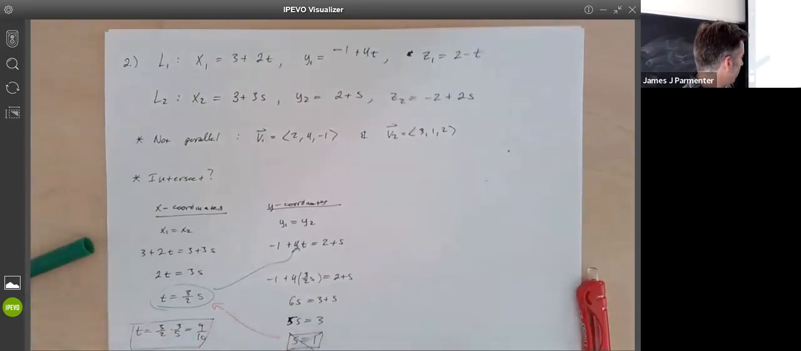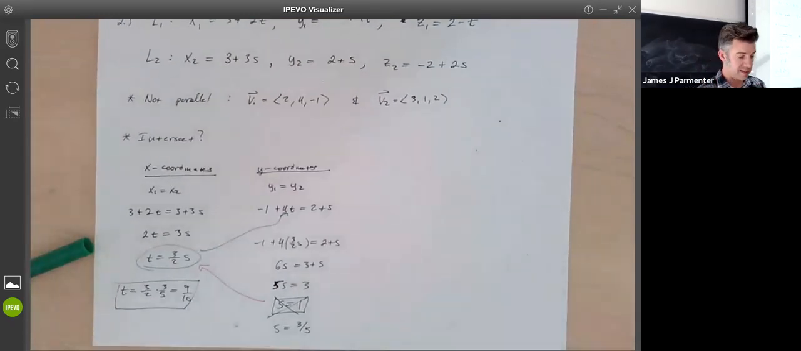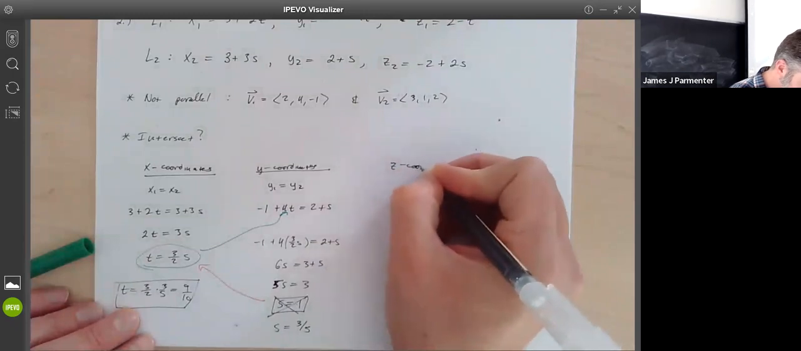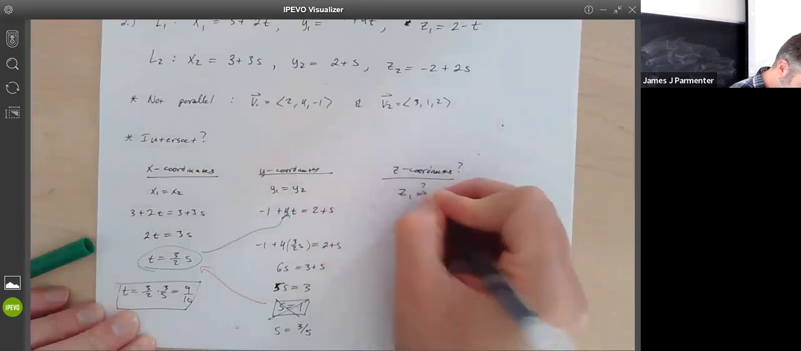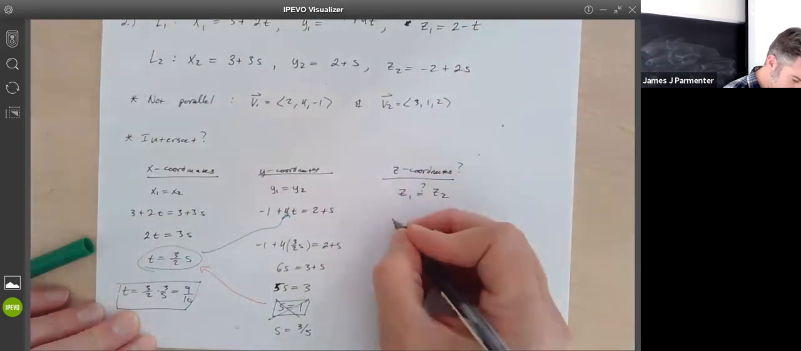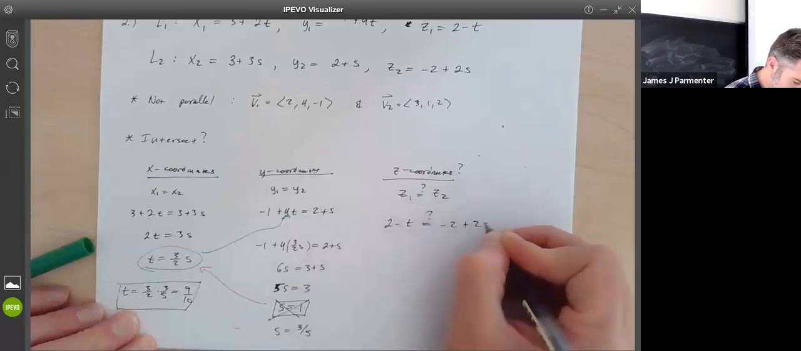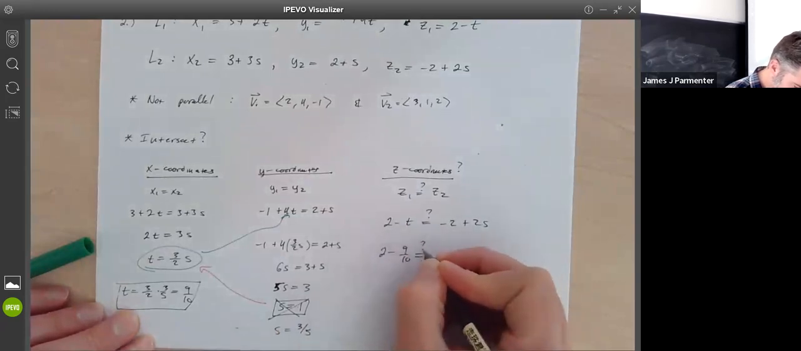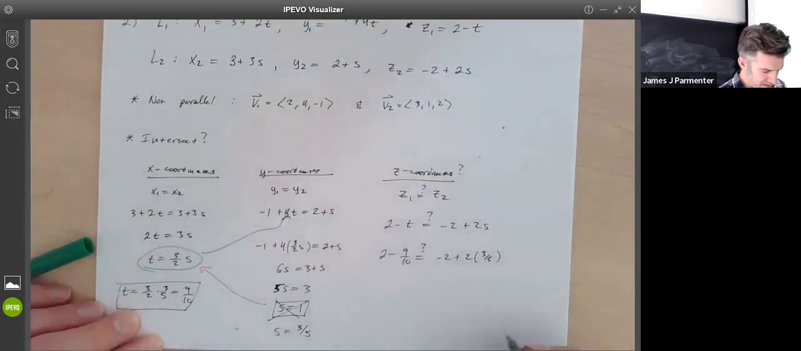So great. Now we're going to take those two things we found for s and t and hope that they give us z values that are the same. They're not going to, but we're going to check. Do we get z1 equal to z2? So let's see, z1 is 2 minus t, and z2 is -2 plus 2s. So plugging in 2 minus 9/10 equal to -2 plus 2 times 3/5. Probably not. I mean, we can check.